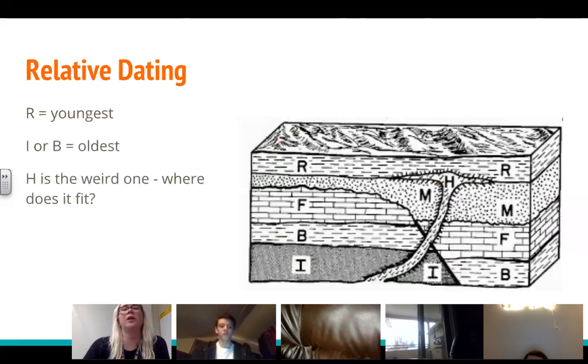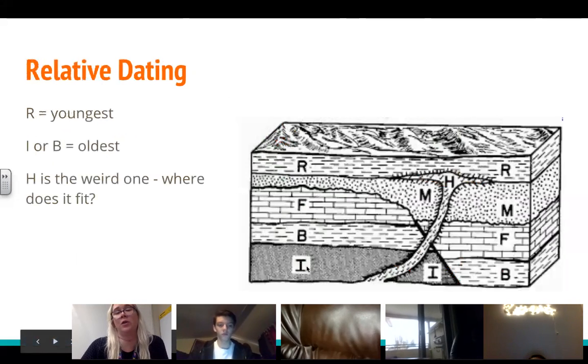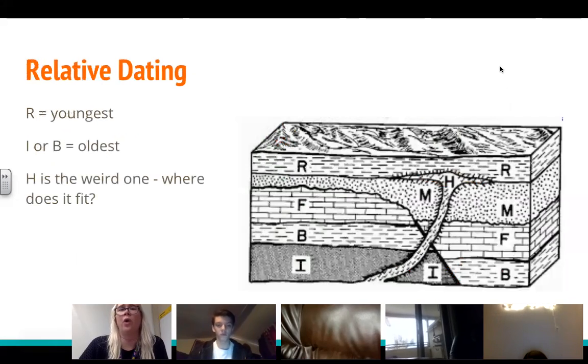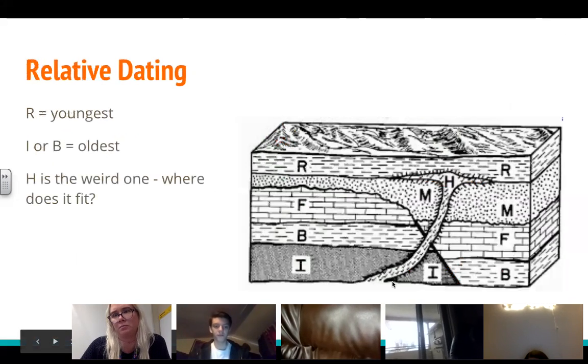Relative dating is more the concept of, okay, rock on the top is the youngest, rock on the bottom is the oldest. And then, of course, rocks don't form perfect layers, right? So then we might get something like H, where we have a weird rock layer, probably that was magma or is magma, that sort of transcends multiple layers, right?